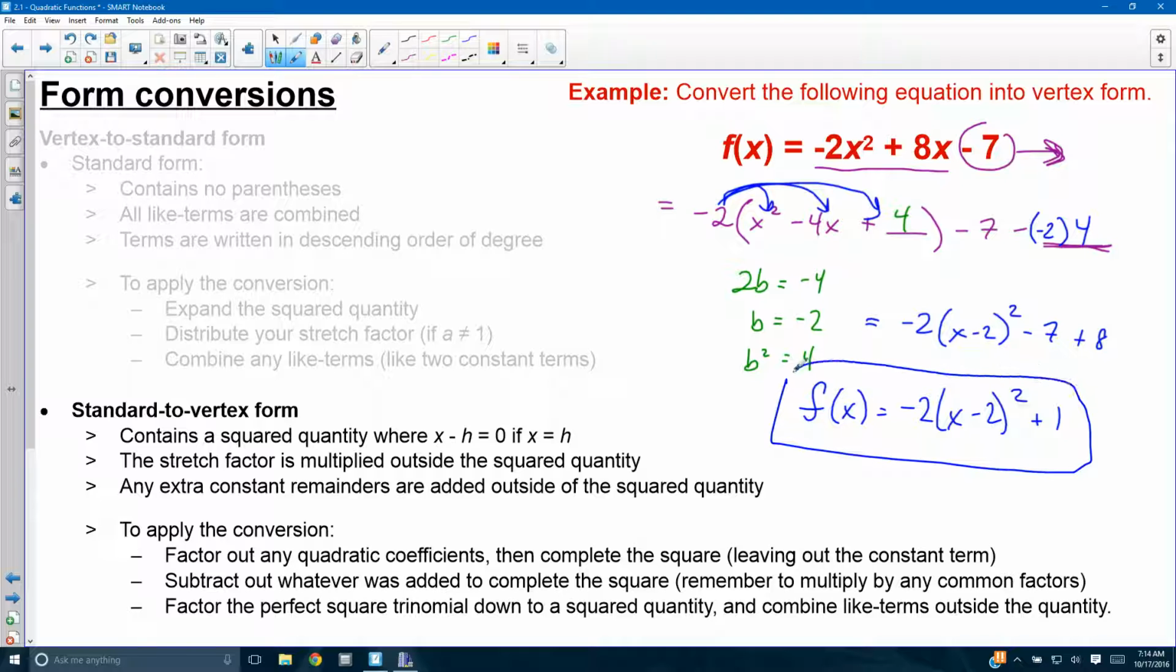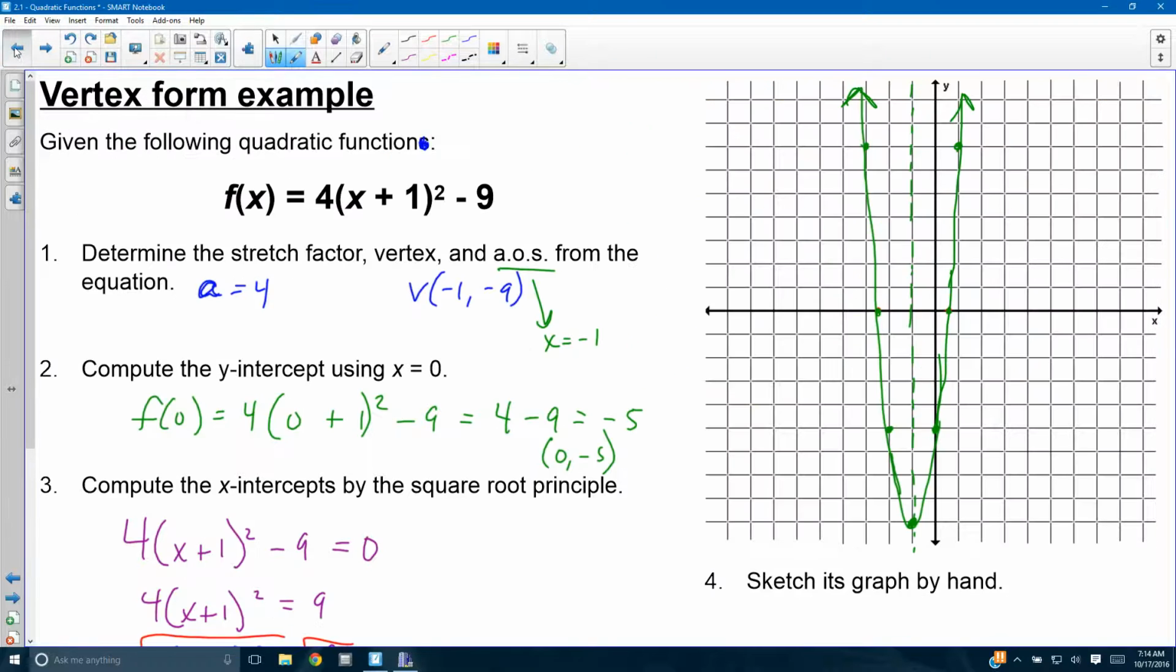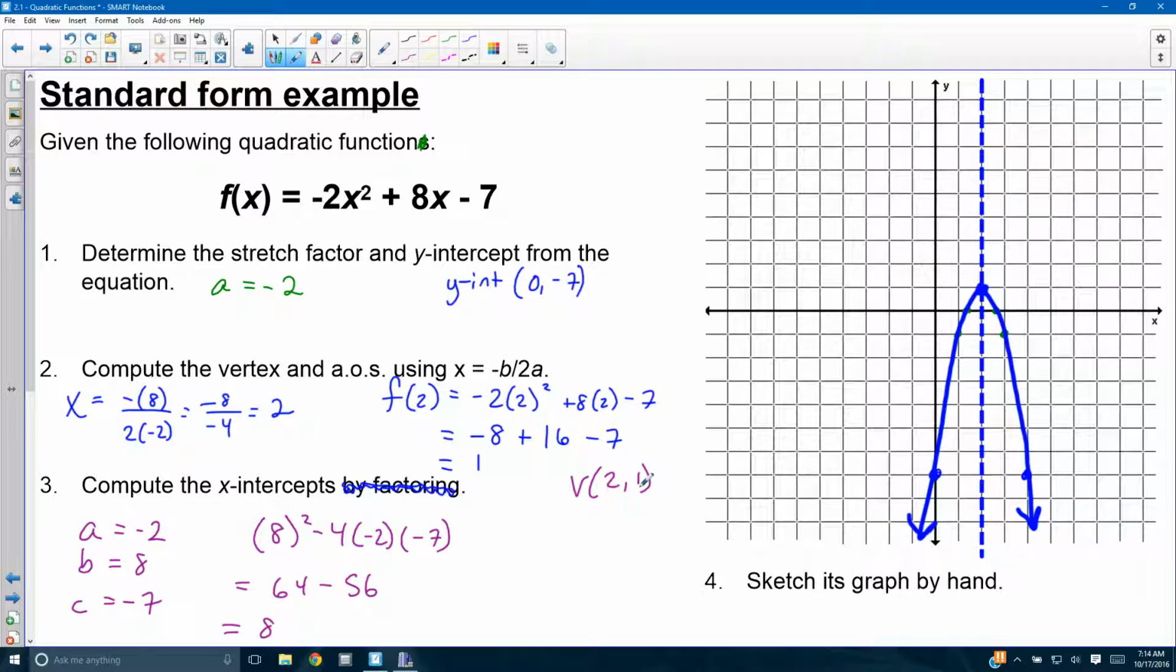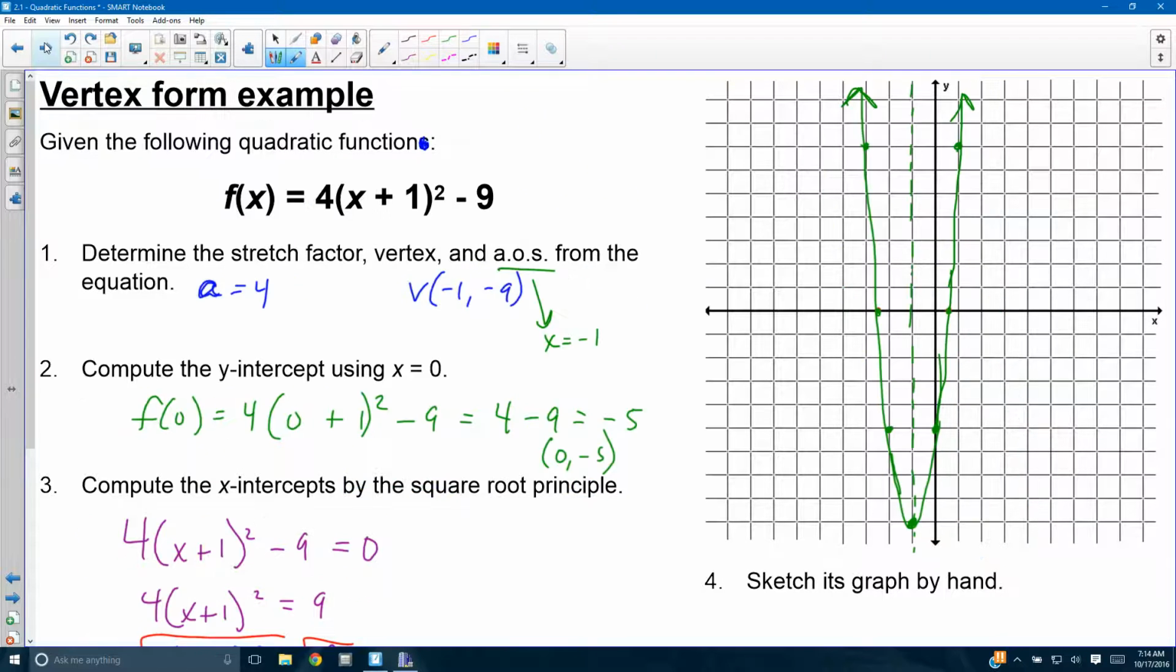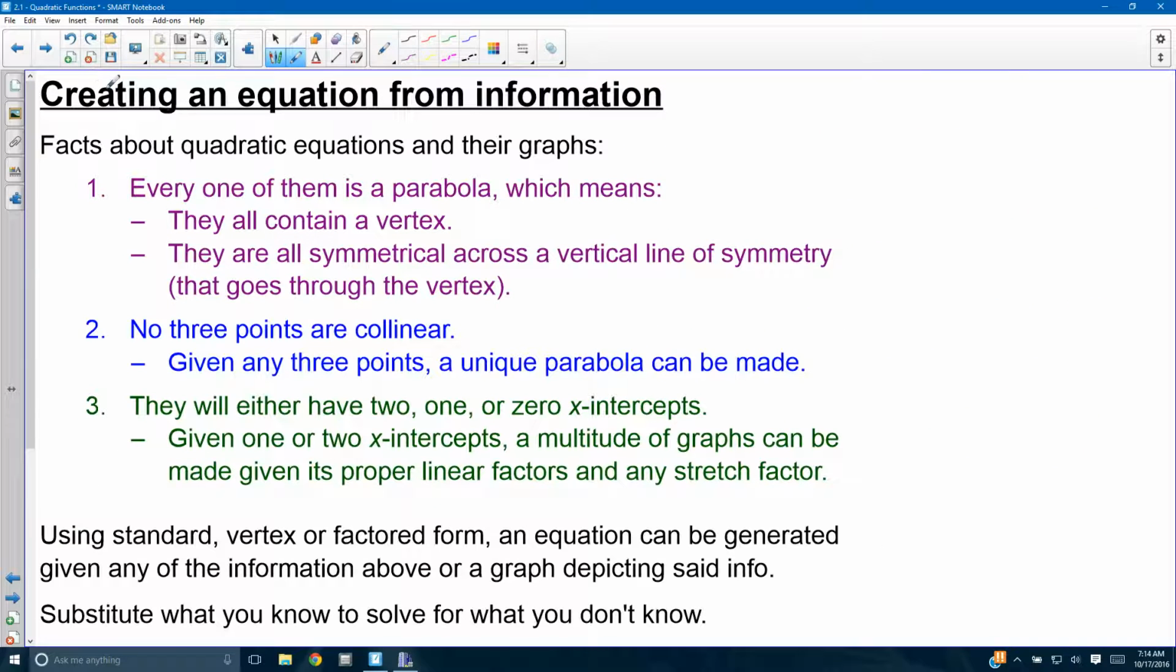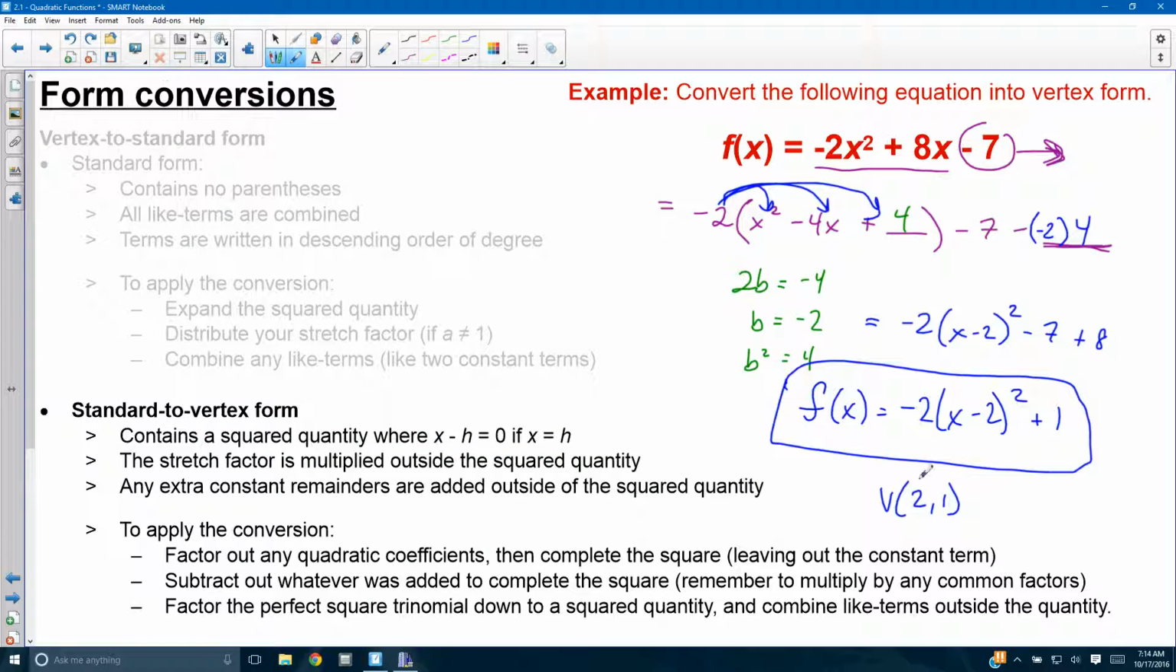It looks like here with the stretch factor of -2, our vertex is at 2, 1. Did we expect that? Well, yes, 2, 1. All right, looks like we're set. We're able to do those problems there. Perfect. So converting to different forms there gives you different information.